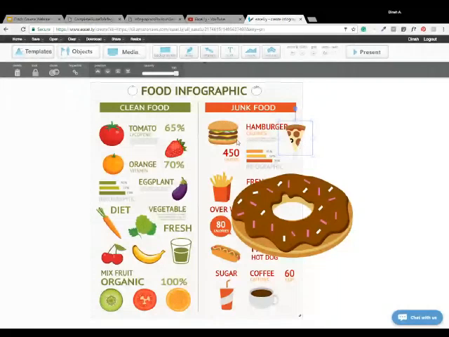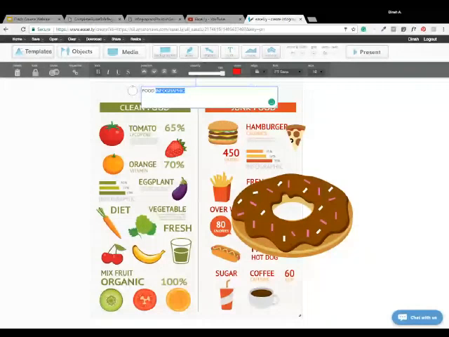With the text, of course, the text within the templates, you can go ahead and customize that.